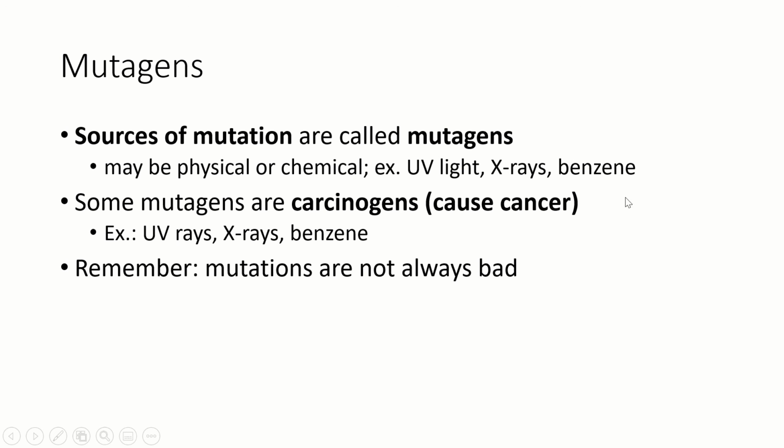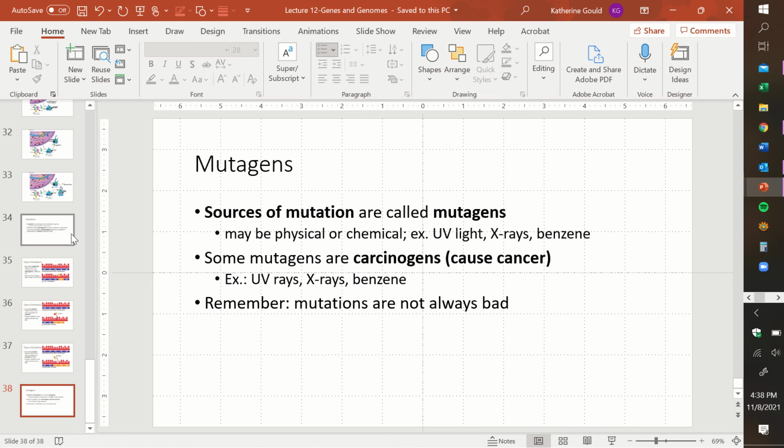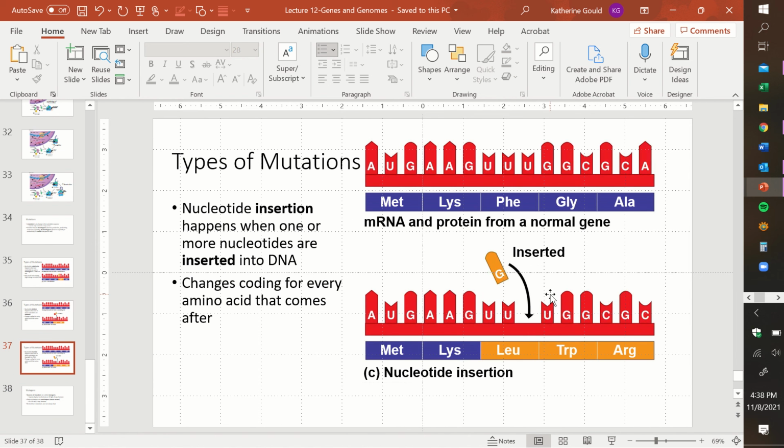There are also chemicals such as benzene that can cause mutations. If a mutagen causes cancer, then it is called a carcinogen. And all of these can also be carcinogens in addition to just being mutagens. Not all mutagens are carcinogens. Remember, most mutations aren't good or bad, they're just nothing. Okay, so that's the end of that.